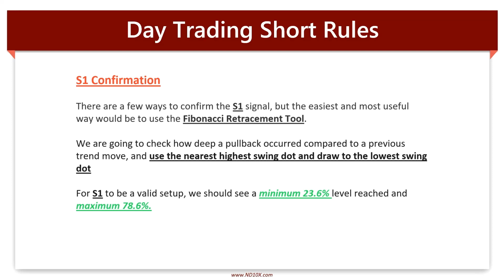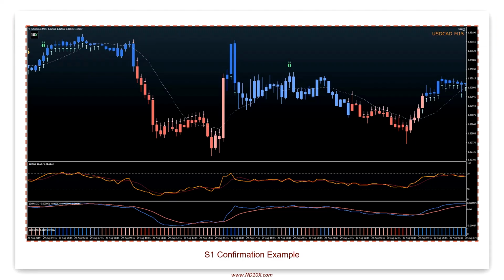We are going to check how deep a pullback occurred compared to the previous trend move, and use the nearest highest swing dot and draw to the lowest swing dot for S1 to be a valid setup. We should see a minimum 23.6% level reached and maximum 78.6%. Over here we have the dollar CAD on a 15-minute time frame as an example. We have that S1 green to the downside, and what we are looking to see would be the nearest swing high and the nearest swing low point.